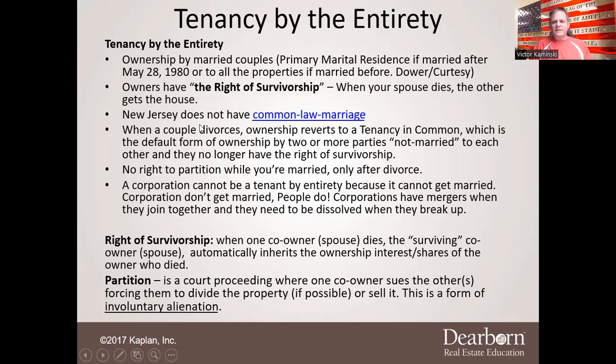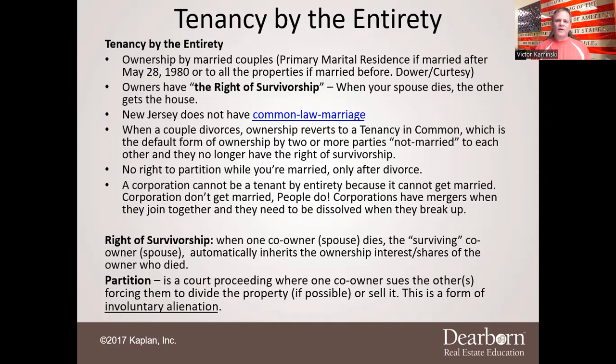New Jersey does not now and never did have common law marriage. Common law marriage does not mean if you live with somebody that you're dating for a long enough period of time that you automatically become husband and wife, although a lot of people believe that's what it means. It could mean that if you want that.